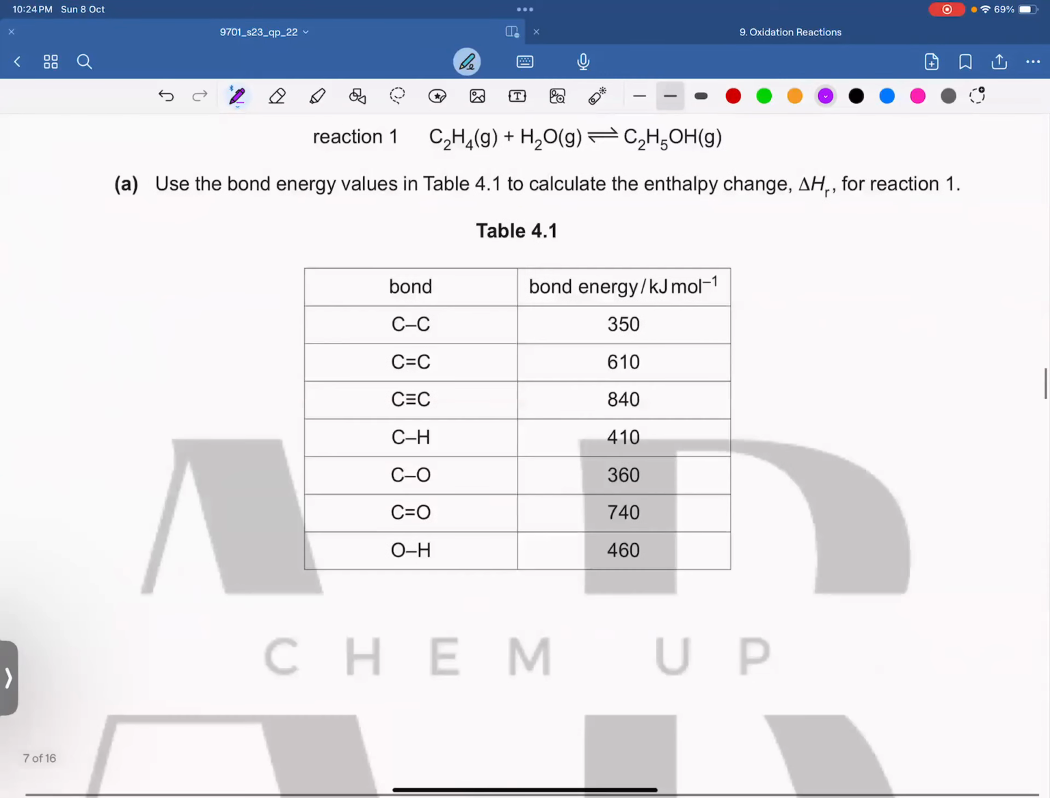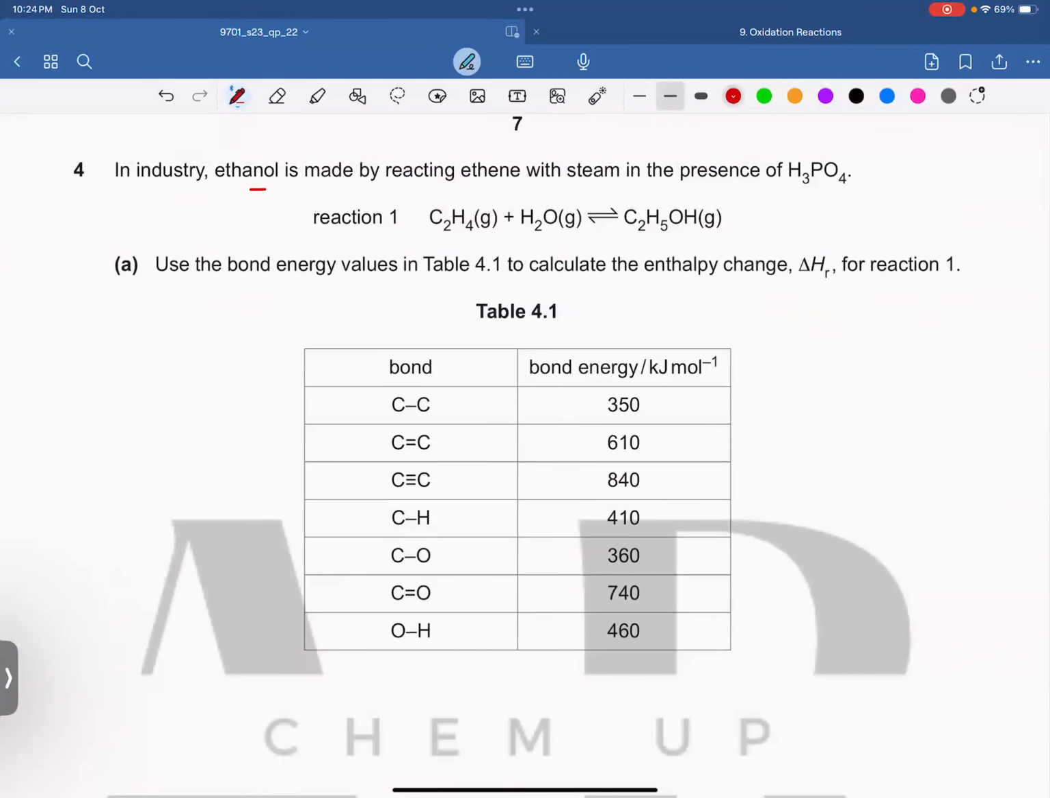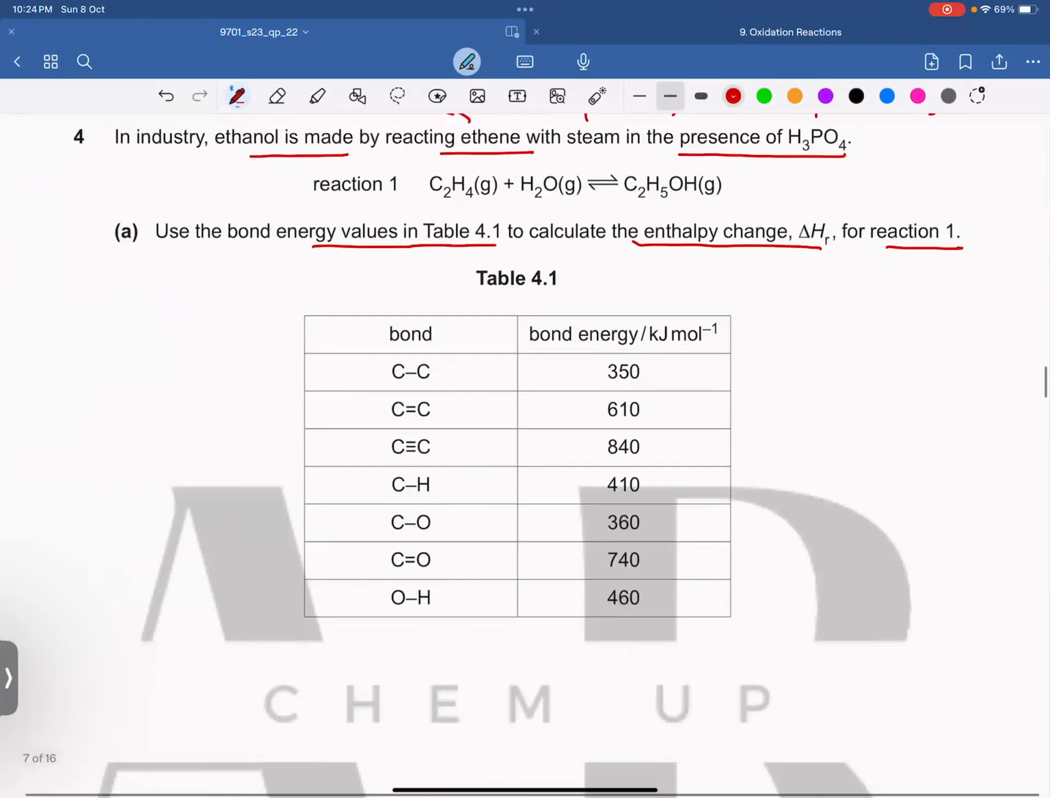Okay. Now, question number 4. In industry, ethanol is made by reacting ethene with steam in the presence of phosphoric acid. So phosphoric acid is a catalyst, and steam means H2O, water in a gaseous state, and ethene is C2H4. Use the bond energy values in table 4.1. Calculate the enthalpy change for reaction 1. Okay, here we have reaction 1.